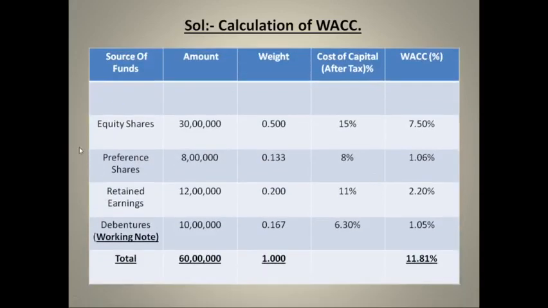So what we will do is we will write the first column as sources of funds, the second column as the amount, and the fourth column as cost of capital. These are the three columns that are given to you in the question. So we'll prepare the first, second and fourth columns and copy paste what is given in the question exactly.